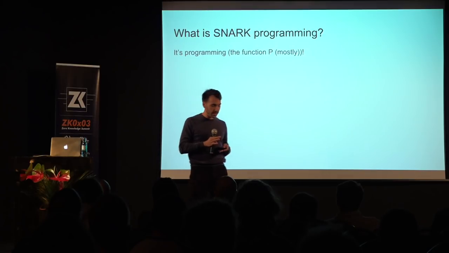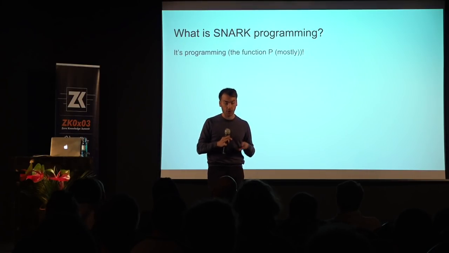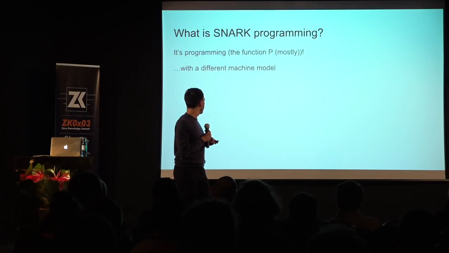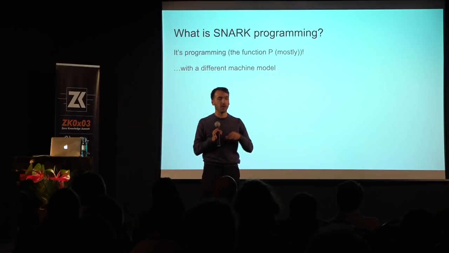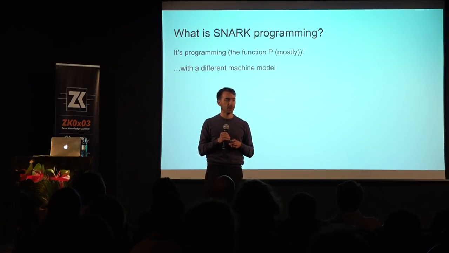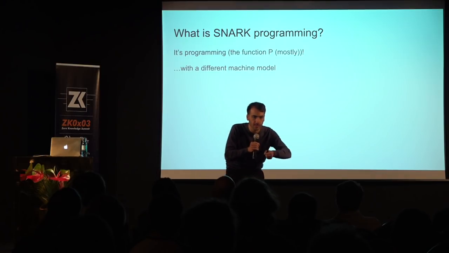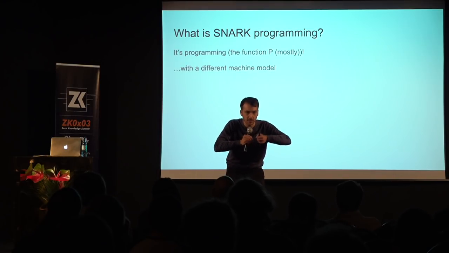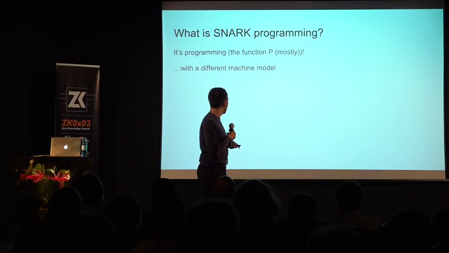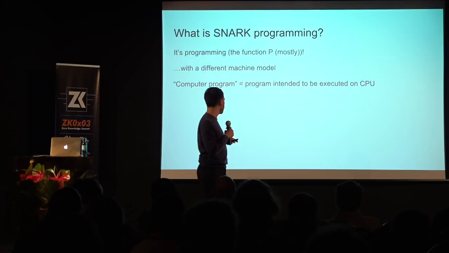SNARK programming is programming. It's programming this function P that we saw a few slides ago, but with a different machine model than all of the languages on the previous slide. Usually you think about, at the end of the day, it's going to be running on a RAM machine, a machine with a CPU that goes to memory, does its fetches and computes step by step like that. But in SNARK programming, you have a different machine model.